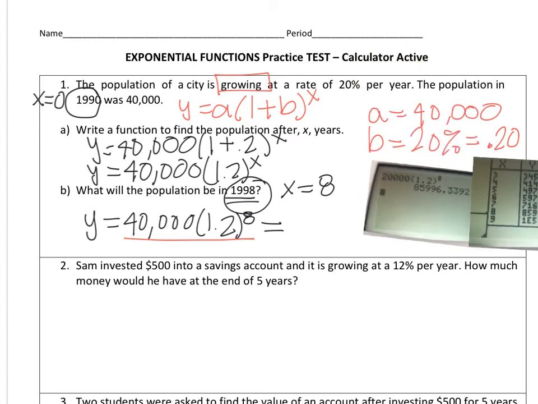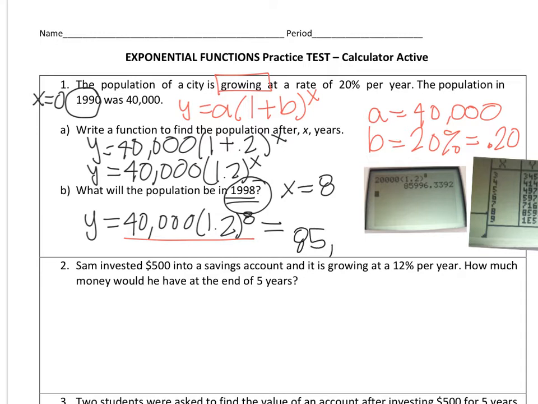Well, you have two options. I mean, since we're talking about population here, we wouldn't want to have 0.3 of a person. So the answer I'd be looking for is 85,996 people. Well, that's a good approximation of what the population would be in 1998.